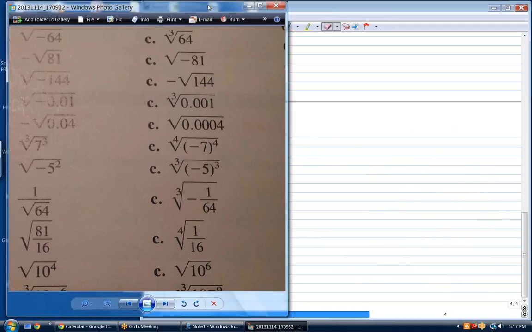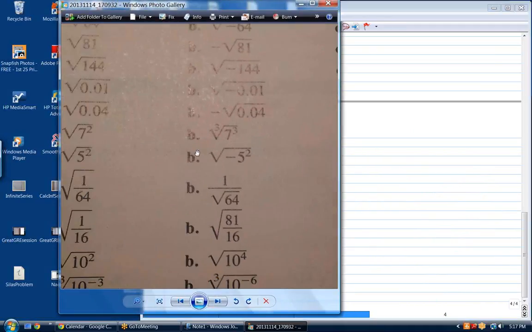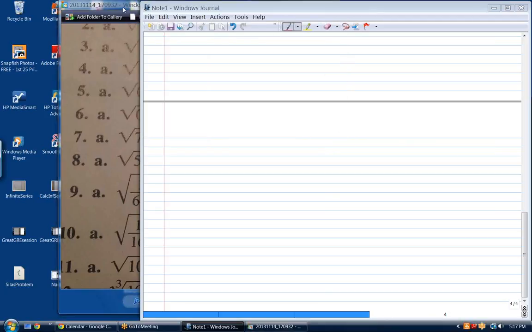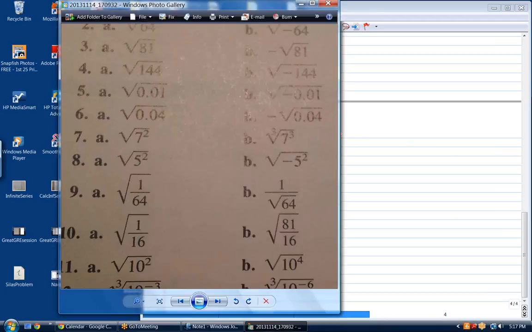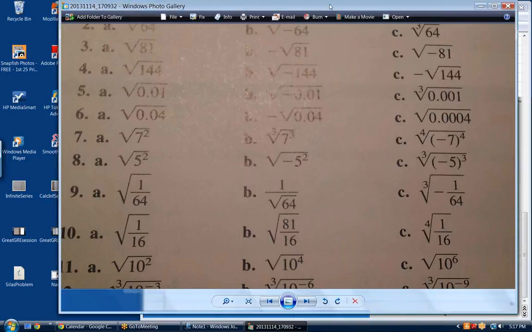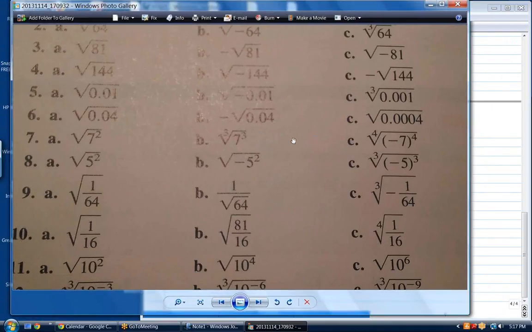Now, let's see what else we got here. Here, let me expand this a little bit. Gosh, hold on. Sometimes my cursor, I just can't control it. I got to use my mouse. All right, let's see. What's the cube root of 7 cubed?